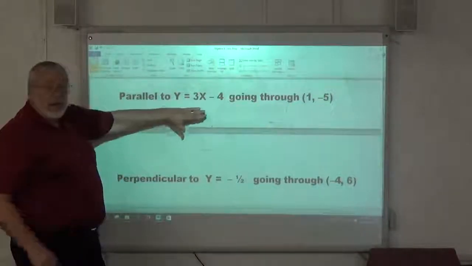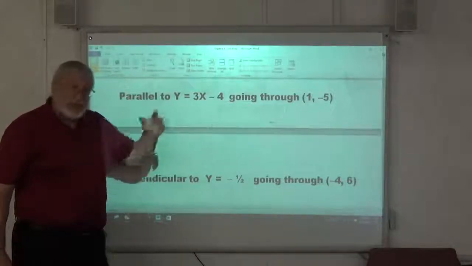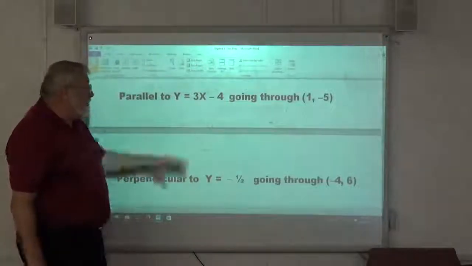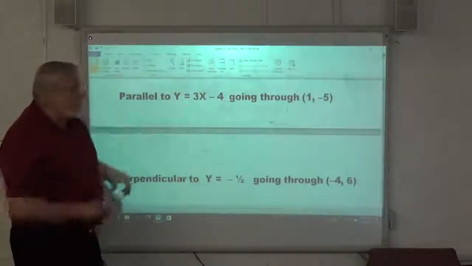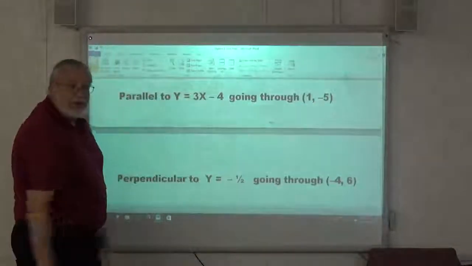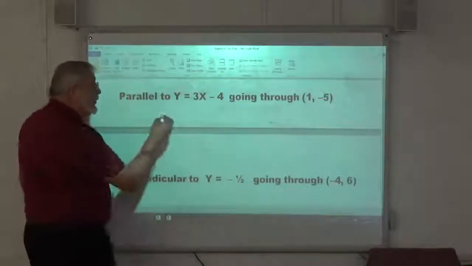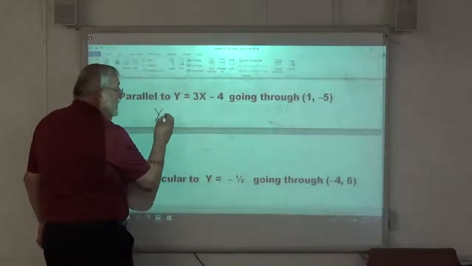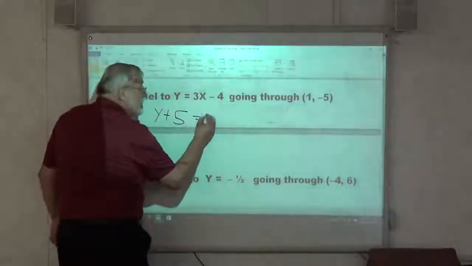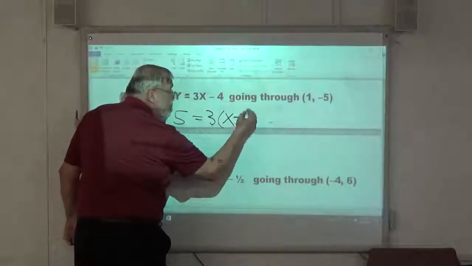Had I had a standard form equation, I would have had to calculate the slope a little differently. I have to move the x over and then divide by the y coefficient. But in this case, the slope is 3. So now I have a point and I have a slope. So how do I find an equation with a point and a slope? y minus -5 equals slope times x minus the 1.